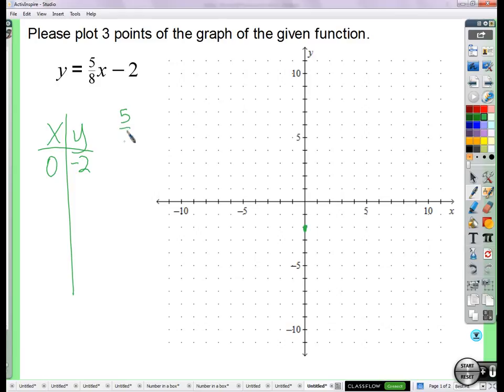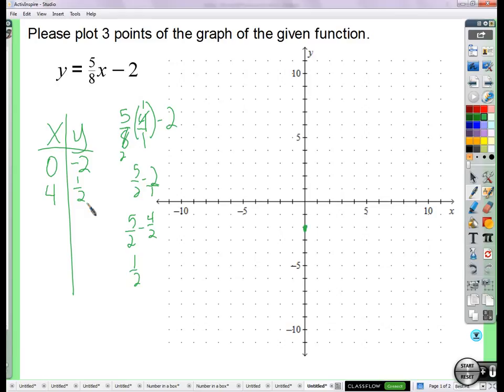Okay, let's look at 5/8 times 4 minus 2. So 4 and 8, they share a factor of 4. This is 2, that's 1, so we have 5/2 minus 2. So a little bit helpful. Then I have to get a common denominator here, that's 5 halves minus 4 halves, which is 1/2. So if I plug in 4, I get 1/2. Is there anything that's even easier than 4?